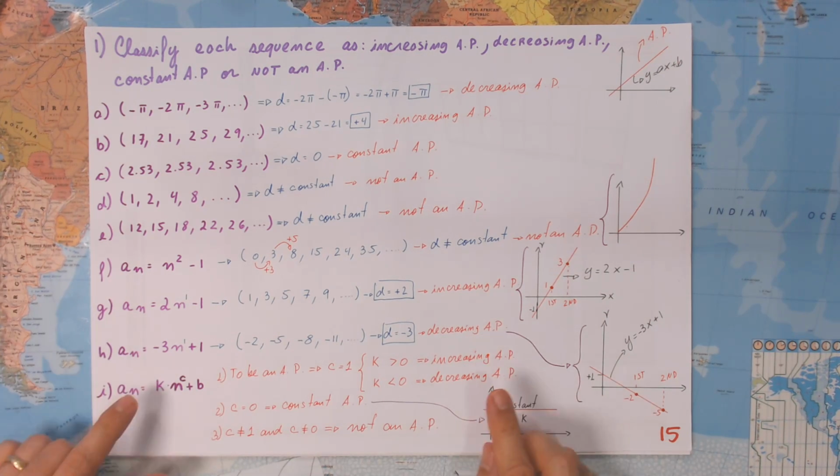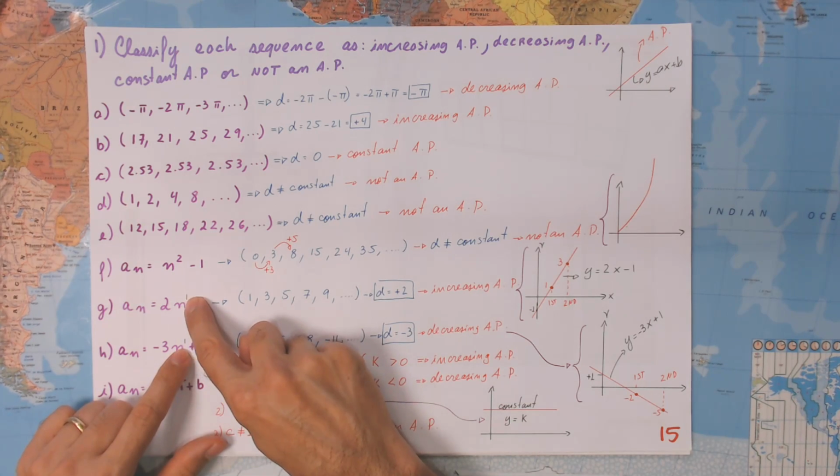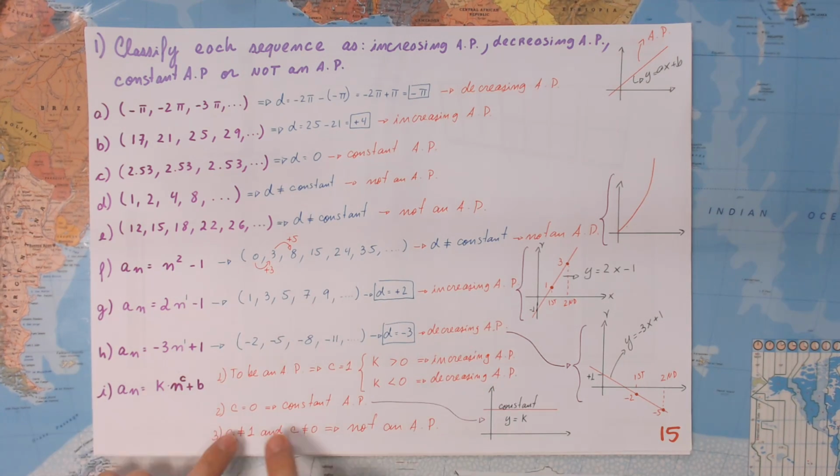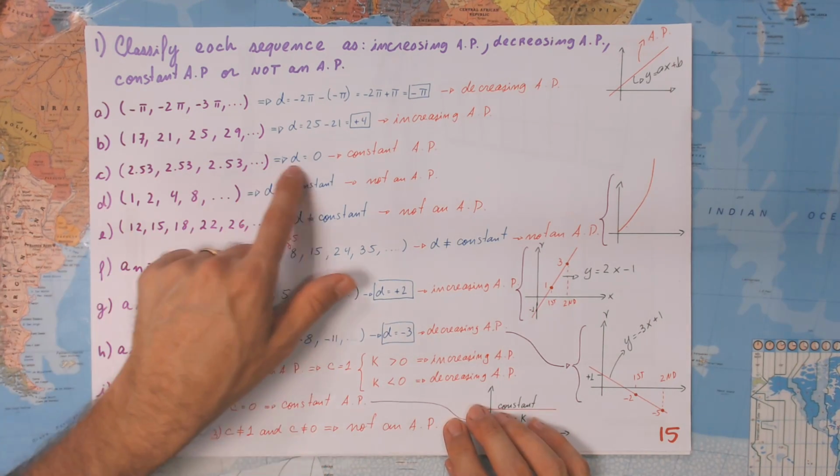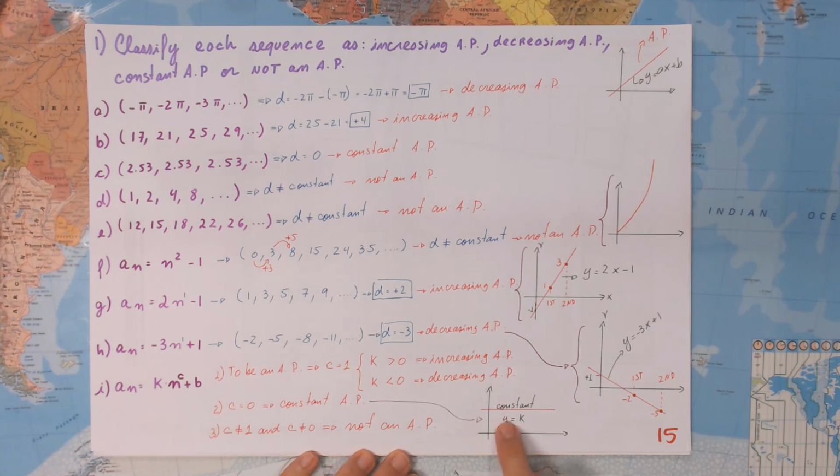And if this is 0, n to the power 0, in this case, okay, this is going to be just 1. This term in here is going to be 1. And an is going to be a constant. Meaning, an is always going to be the same number, just like this. And we are going to have a constant, and therefore it's going to be a constant arithmetic progression. Okay, that's it for those exercises.